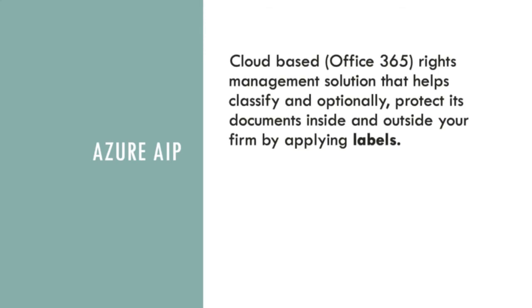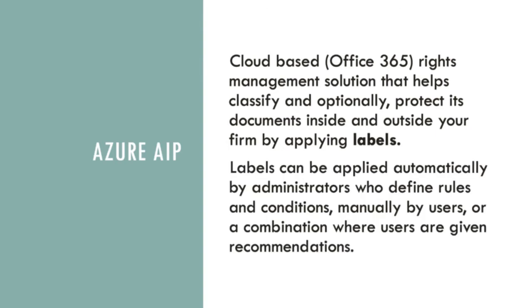So the function of AIP is this. It's a cloud-based rights management solution that helps you classify and potentially protect documents both inside and outside your firm by applying labels. Now again, this is something that's associated with just Office 365 documents, so there are some limitations. It's not a panacea. But these labels that you apply to the documents, once you have enabled AIP and started to configure it, can be applied automatically by administrators who define rules and conditions based on what's in the document, or they can be applied manually by users, or you can use a combination thereof.